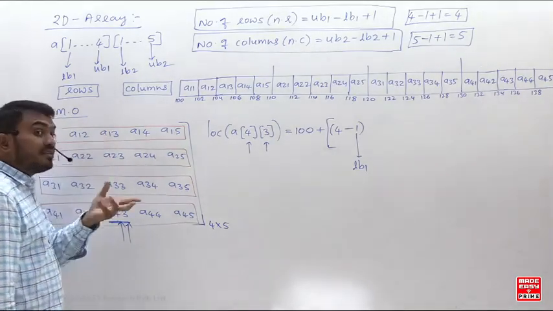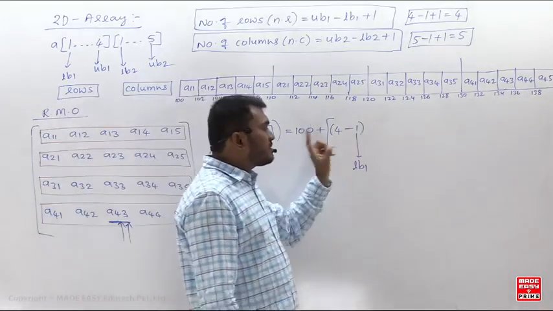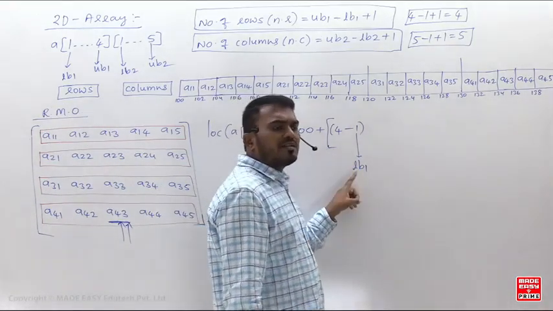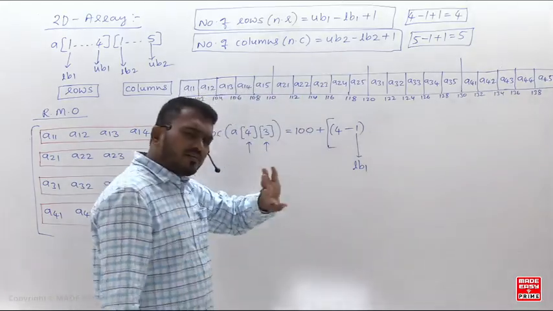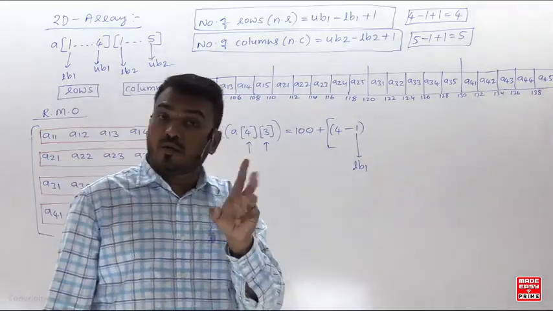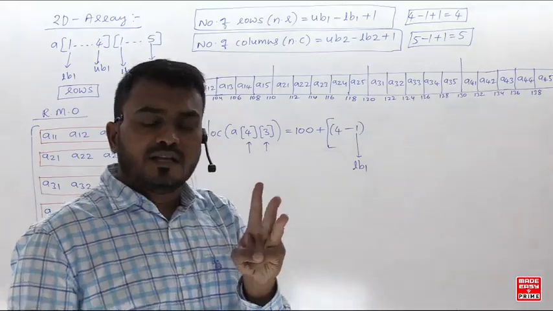So how will you get that 3? So 4 minus 1 rows you have to cross. And remember what this one here is? Lower bound 1. So 4 minus 1 rows, the 3 rows you have to cross, that is fine.